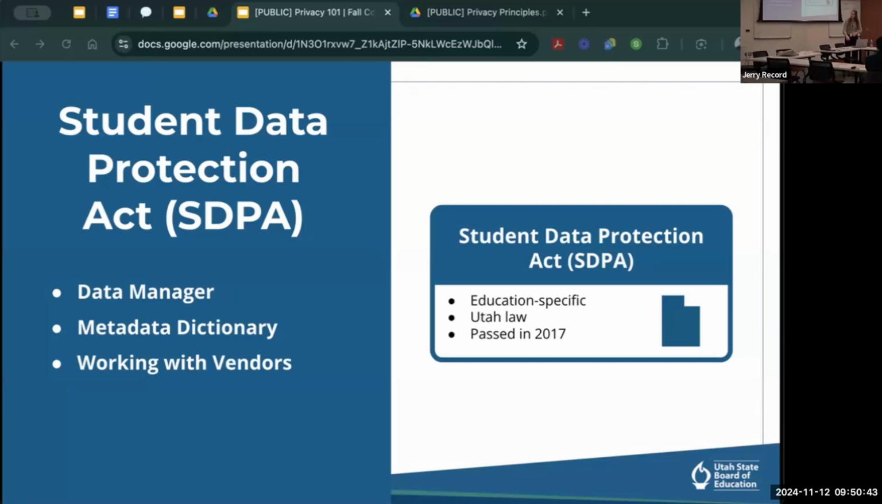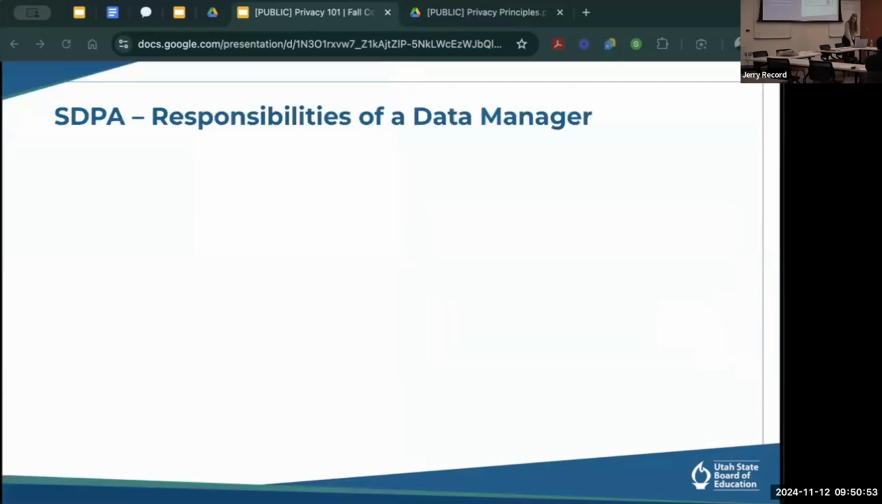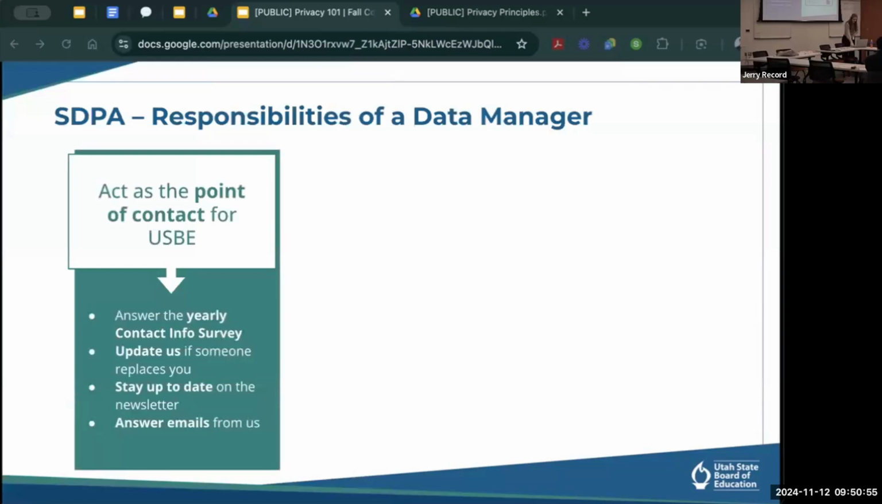Okay, great. So in the Student Data Protection Act, I actually think this is kind of cool. This idea of a designated data manager didn't just come out of nowhere. It's in the law. So those of you who are data managers, you are fulfilling your legal requirement for your district or charter school, which I think is kind of exciting.